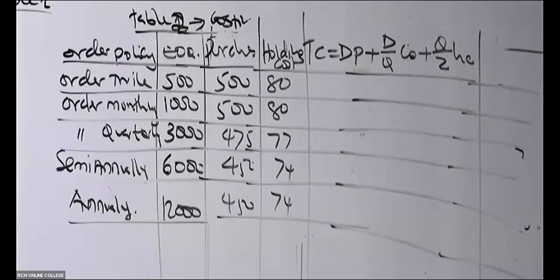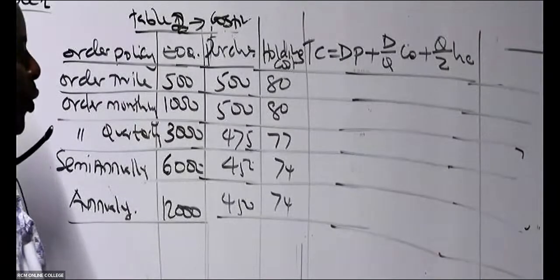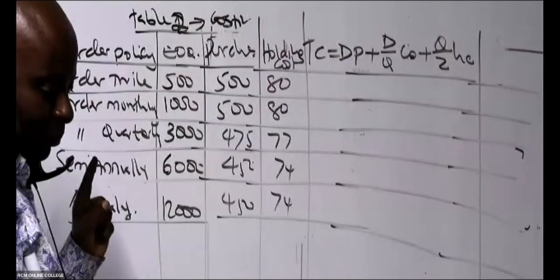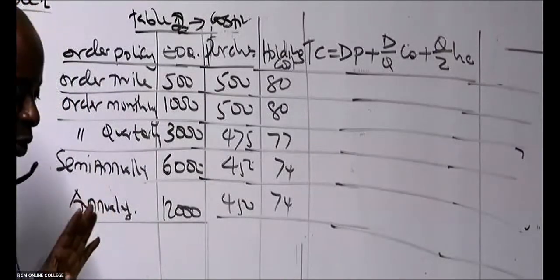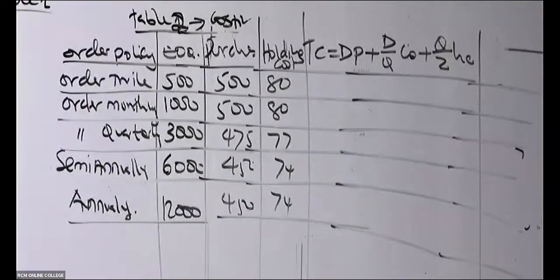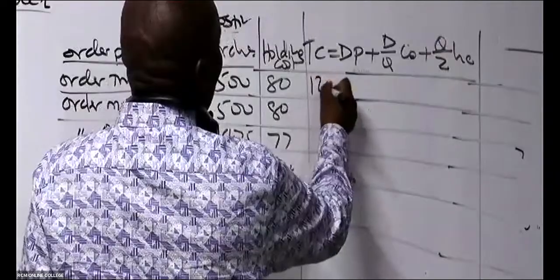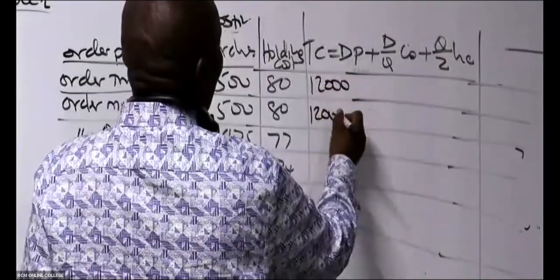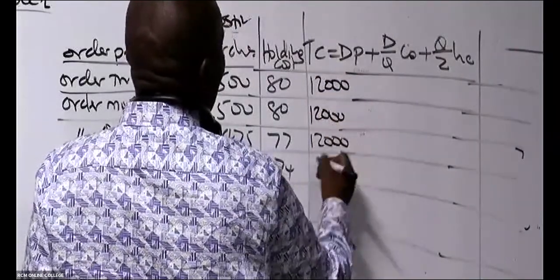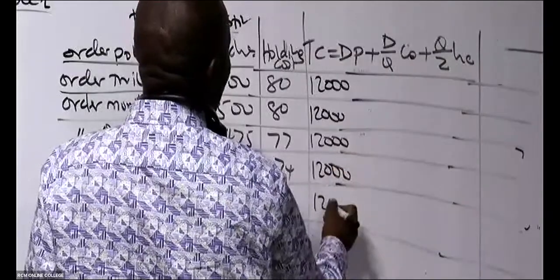So do we know our annual demand? Do we know our annual demand? They must have forgotten. We'll give you 1 minute. It is 12,000 here. So as I write 12,000 throughout, remember the assumptions of EOQ. Annual demand is known in advance and will always remain constant.